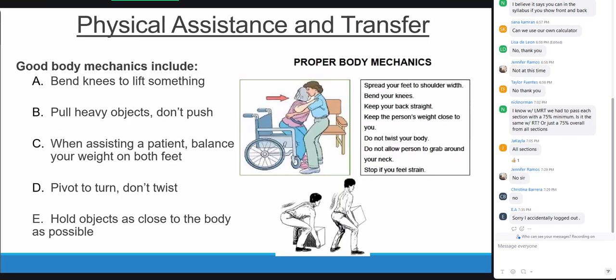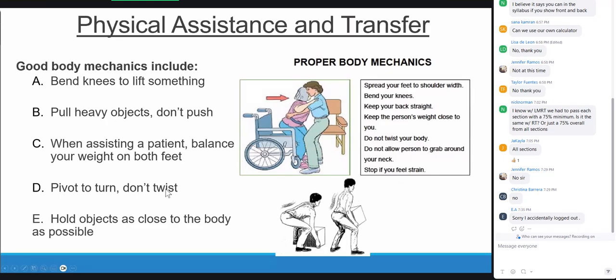For our physical assistance and transfers here, I know there's one resource that says that you should push heavy objects, not pull them. For us and our good body mechanics, we're going to pull the heavy objects to us. We're not going to push them away. Make sure you bend your knees if you're going to lift something. Balance your weight on both feet. Don't lean. Pivot on the balls of your feet and your heels.